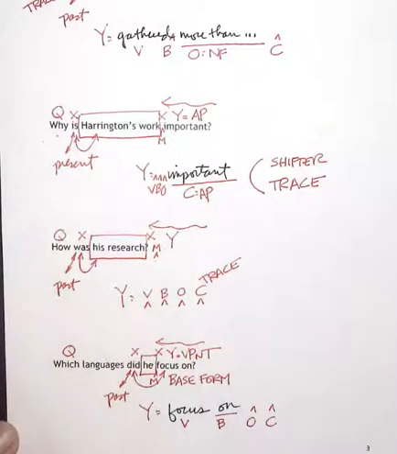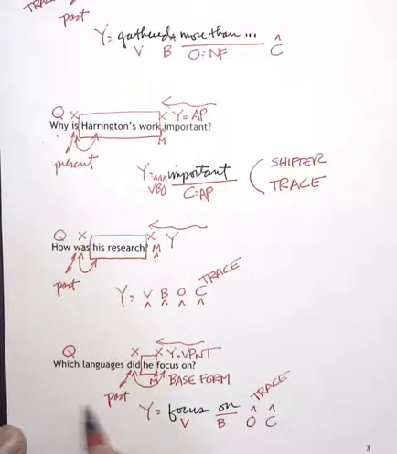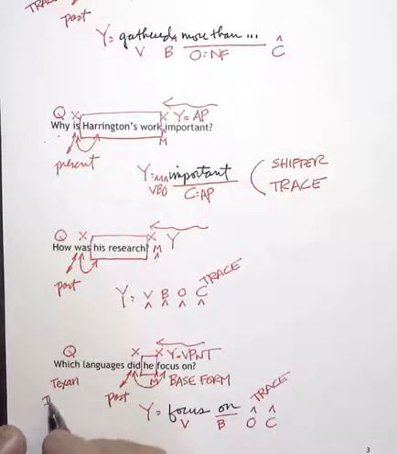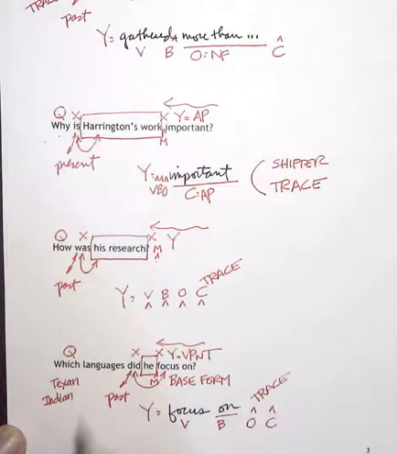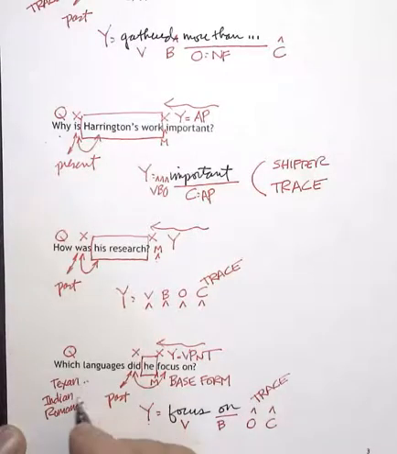But I need to answer this question. Which languages did he focus on? He focused on Indian languages. It looks like the trace is here in the object place. So which expresses part of this object, because which only expresses the answer to, let's say, Texan languages or Indian languages or Romance languages.